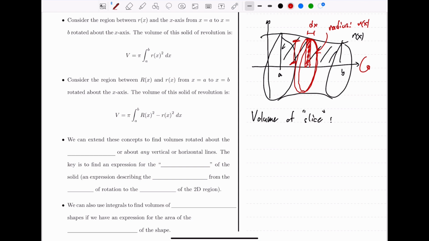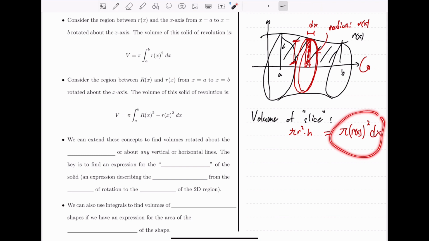How do I find the volume of a cylinder with a radius r and a height h? Well, in general, the volume is pi times r squared times h. If I have a cylinder with a radius r and a height h, that's the formula. My slice here has a radius of r of x, and the height is really this change in x, this dx. That's the height of this very thin cylinder. So I add a dx, and this expression here, pi times r of x squared times dx, that is the volume of a representative slice. That's the volume of this red figure here.